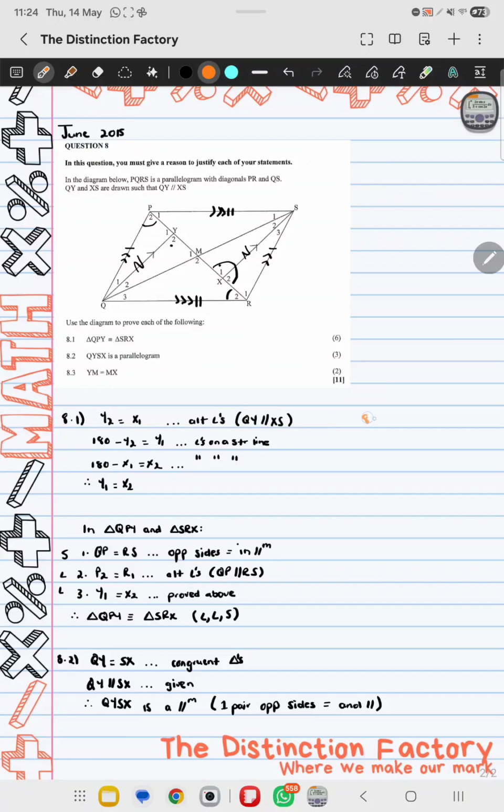I will do that up here on the side, question 8.3. We're going to tell them that YM is equal in length to MX, and our reason is diagonals bisect in parallelogram QYSX. Okay, it is only 2 marks, so you just have to basically give a reason for why you're saying that they are equal to each other.